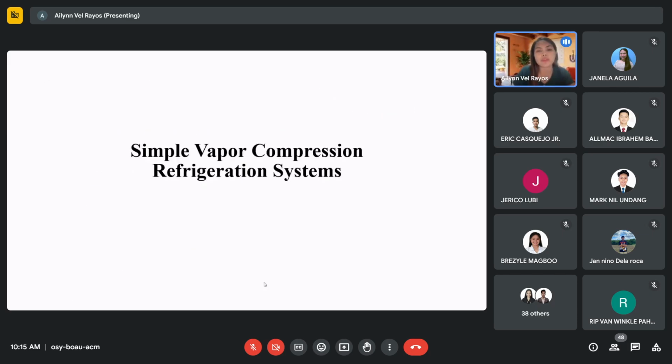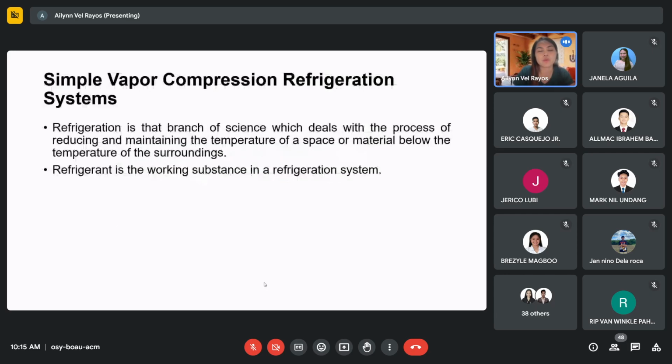So again, let us start our discussion on the simple vapor compression refrigeration system. Again, a review: refrigeration is the branch of science which deals with the process of reducing and maintaining the temperature of a space or material below the temperature of the surroundings. Refrigerant is our working substance. We discussed yesterday the types and criteria on how to properly select the refrigerant to use in your design project.